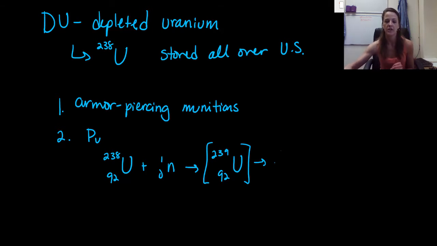And that automatically goes through beta decay, and it creates neptunium, which is Np. This has 93 protons, and it has a mass number of 239. And so in order to balance this equation, we have to give off an electron. So this electron looks like this: there's a -1 and a 0.